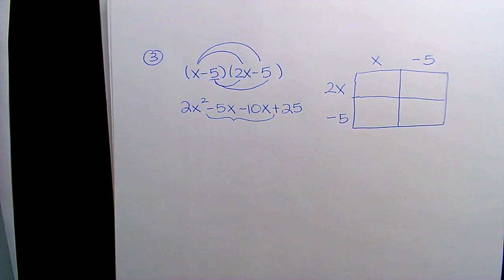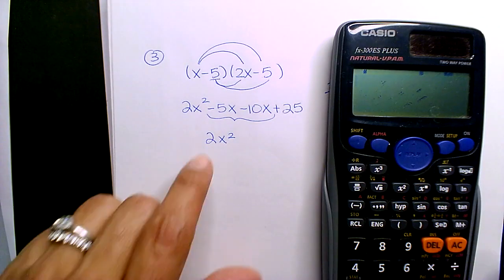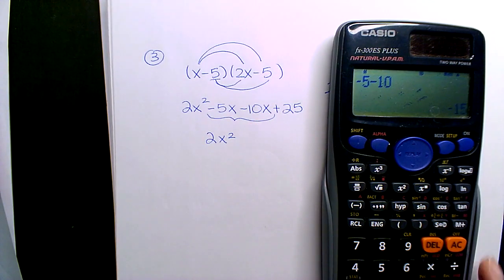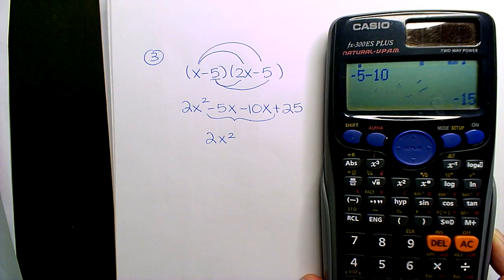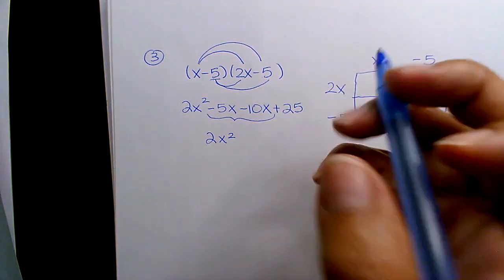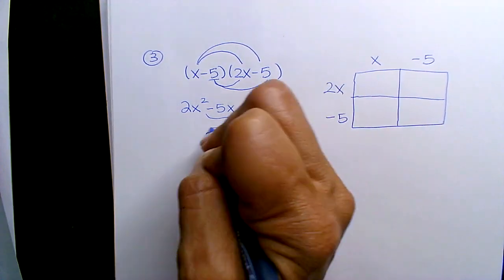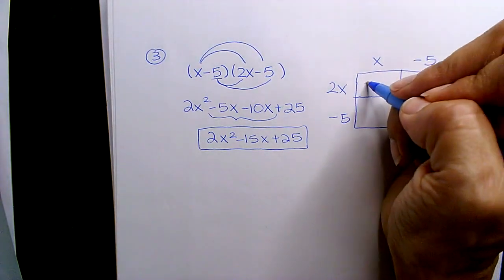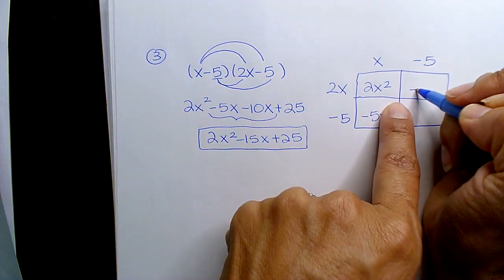Keep going? Okay. So 2x squared. And again, grab a calculator. What's minus 5 subtract 10? Grab the calculator and check. Don't make an arithmetic error. Got calculators, use them. So minus 15x plus 25, and that is your product. And then if you want the box, 2x squared, minus 5x, minus 10x.